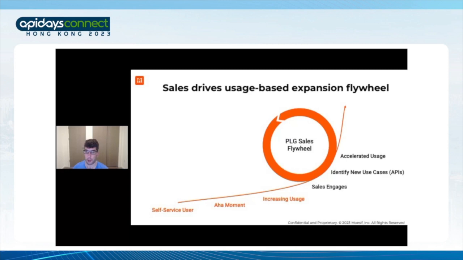So again, we're looking at both the breadth and the depth of usage, and this allows us to drive what we call this PLG sales flywheel. And this is a cycle that keeps happening over and over and over. So the developer is going to increase their usage, integrate another API, and the other API is now going to continue to increase its usage again, which sales will identify and then reach out.